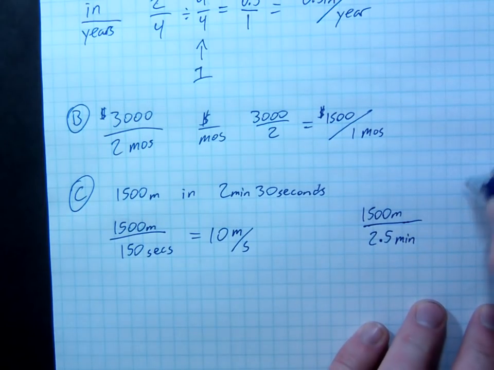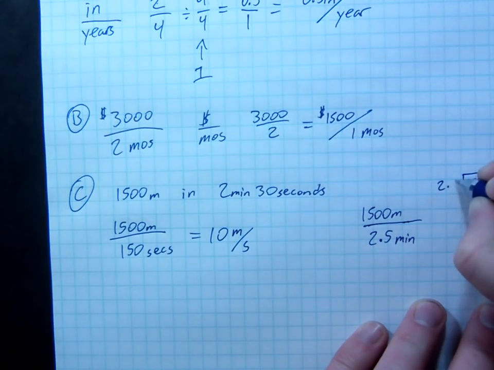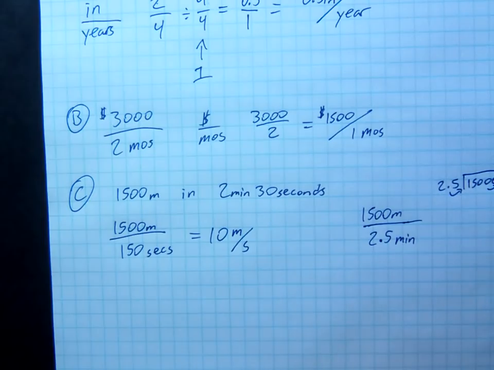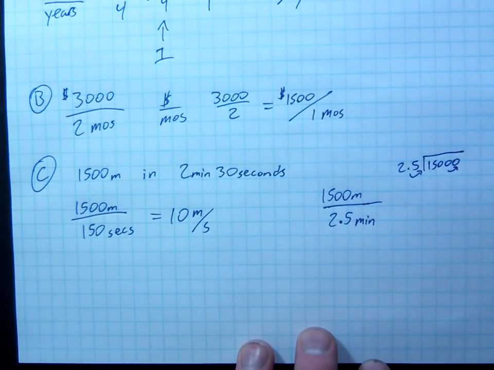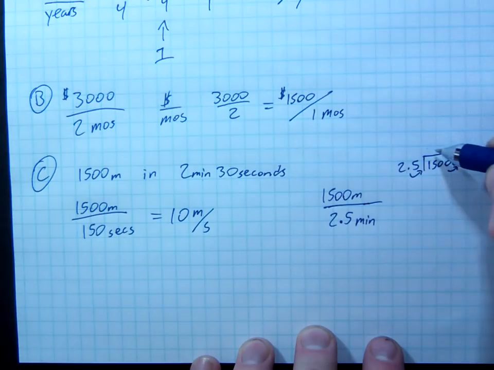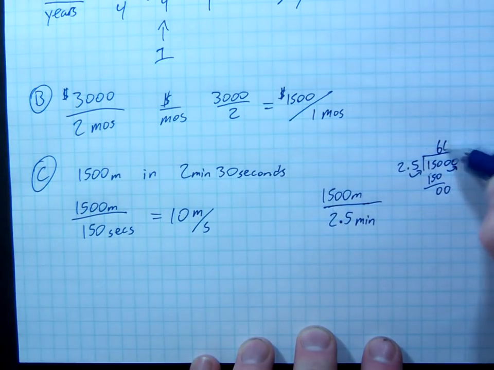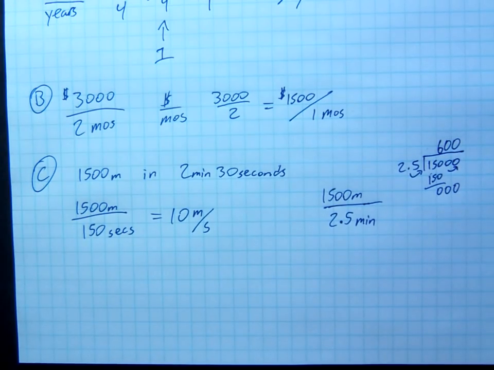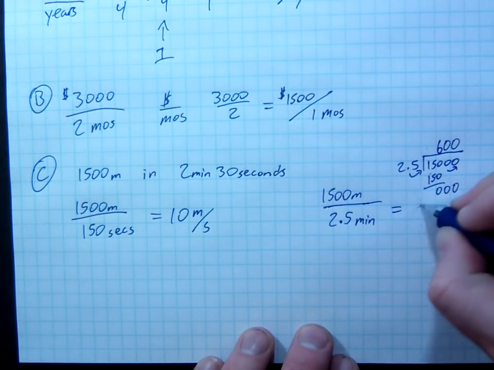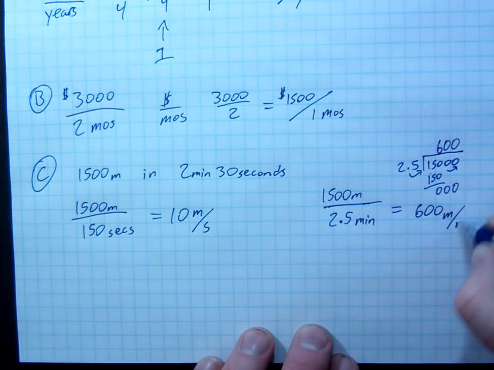So let's do my division off to the side here. 1,500 divided by 2.5. Move the decimal place 1 over. And now I have 15,000 divided by 25. So 25 does not go into 1 or 15, but it goes into 150 6 times. And it goes in evenly. And I bring down a 0. Bring down another 0. And I get 600. So in this case, I get 600 meters per minute.